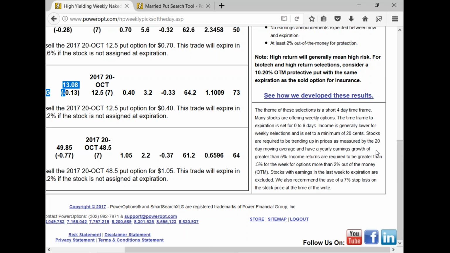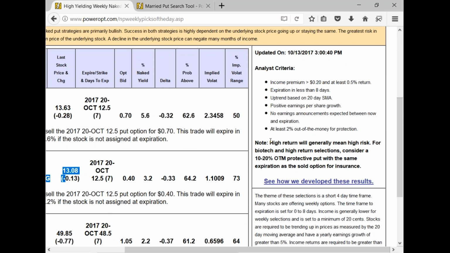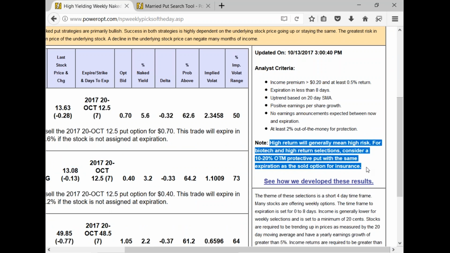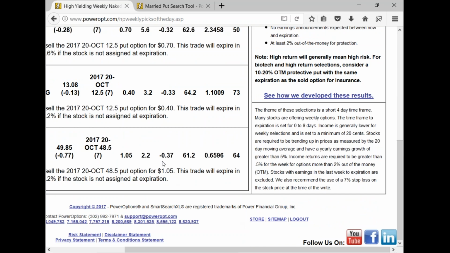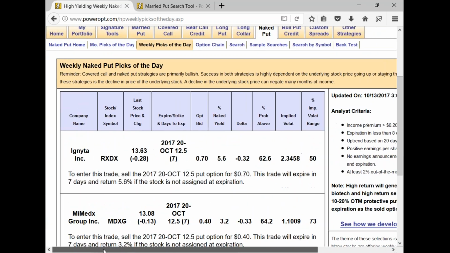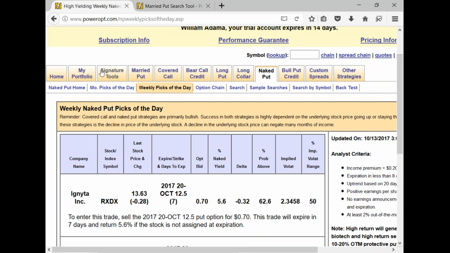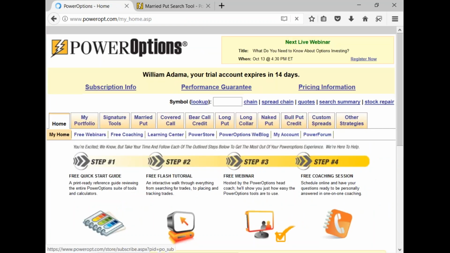We showed how to enter it as a collar to be safer, where you would make 50% on the upside, you still might make 14 with only risking 13% if the stock fell. OTIC fell to $2 per share. Okay, but for these ones here, when you see a high return, that will generally mean high risk. For biotech and high return selections, consider going deeper out of the money or entering it as a bull put credit spread, so you can hedge some of the risk on the position if there's a catastrophic decline. That's mentioned there in the notes for the weekly ones.